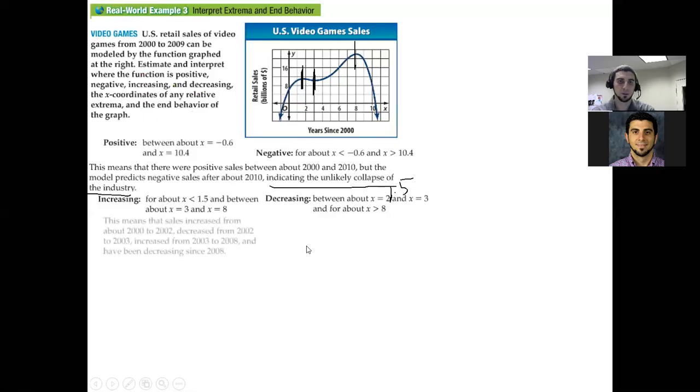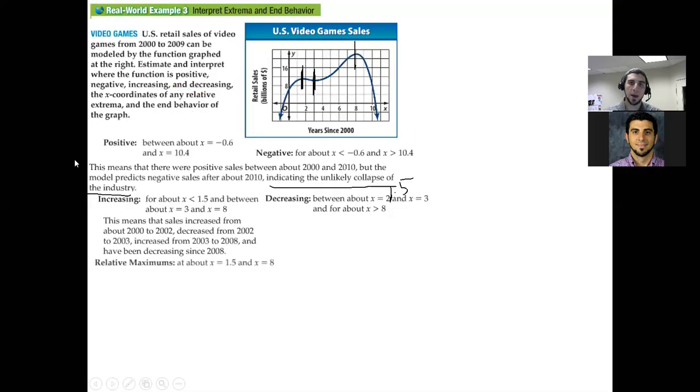Now let's talk about what that means. That means that the sales increased from 2000 to 2002, then decreased from about 2002 to 2003, then from 2003 to 2008, the sales increased again, and then after 2008, the sales have been decreasing.